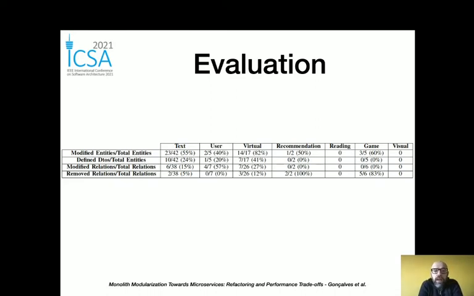So we have done an evaluation of this refactoring, and we realized that in terms of modified entities for each one of the modules, this value can be very, very large. So in text, 55% of the domain entities have to be somehow changed. And in virtual, 82% of the entities had to be somehow changed.